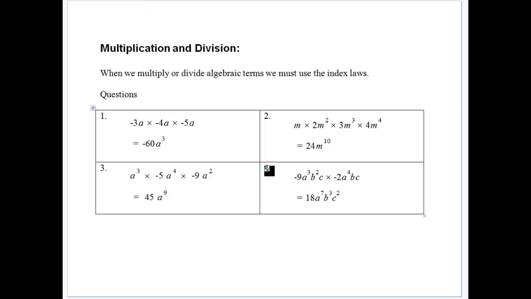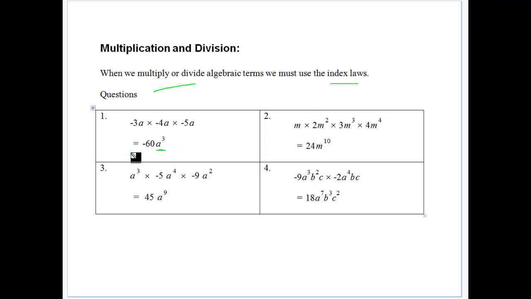So when we multiply and divide algebraic terms, then we don't have to worry about like terms because everything's multiplication. So remember, this is minus 3 times a times minus 4 times a times minus 5 times a. So we multiply our numbers out. 3 times 4 times 5 gives us 60. Negative times a negative times a negative gives us a negative. a times a times a is a cubed.